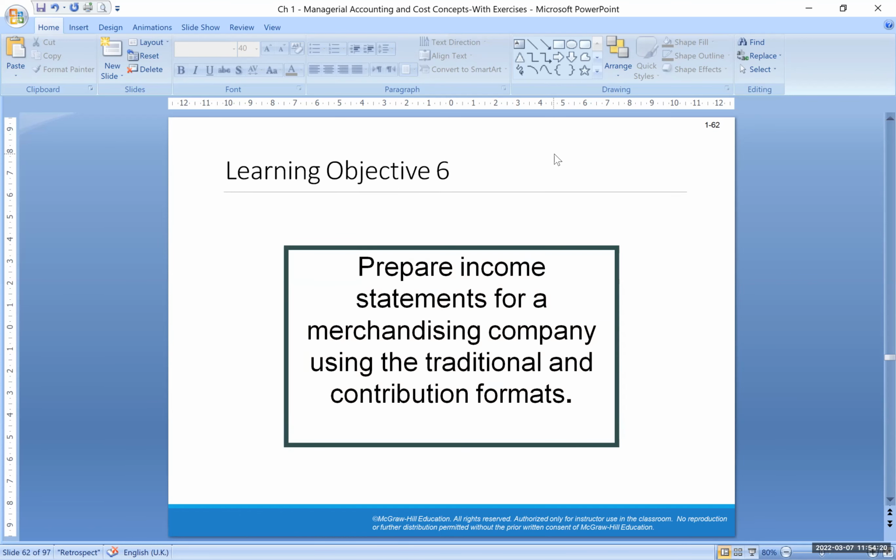Learning objective number 6, prepare income statements for a merchandising company using the traditional and contribution formats. This is an interesting topic. We heard about the traditional way to prepare our income statement, and maybe the contribution format will be new for our chapter.